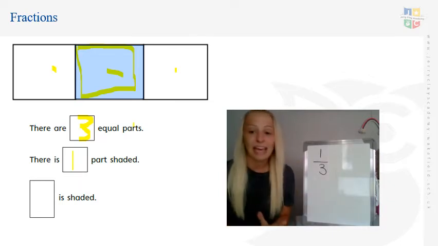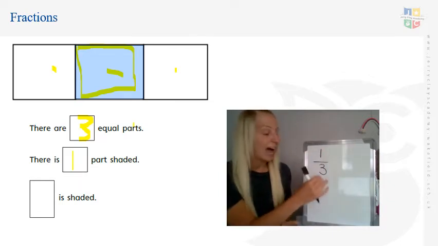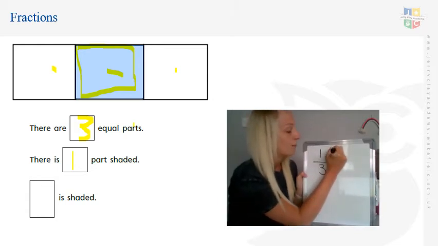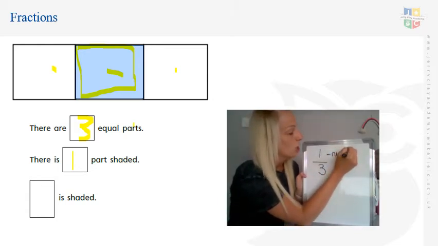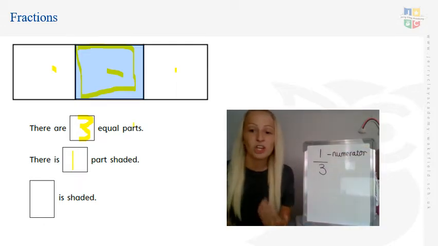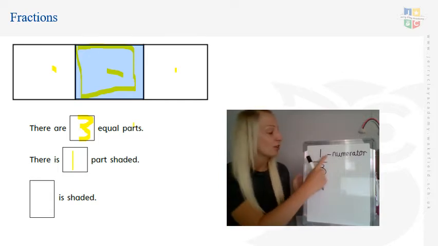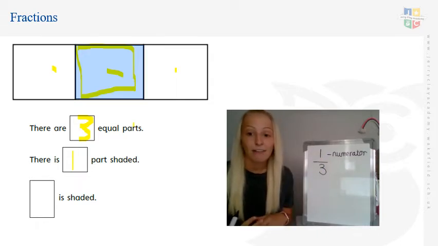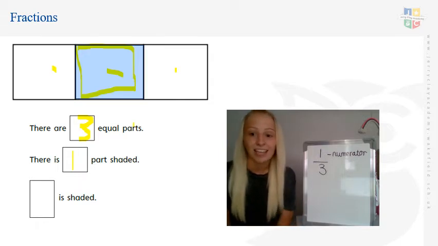So now we're going to have a look at what these numbers are called because they have really special names. So the top number in our fraction is called the numerator. I'm going to put that on my board. Can you say the word numerator? Numerator. Brilliant. And that number always goes on the top. And that represents how many parts have been taken away or shaded or eaten. In this case, it's how many parts are blue.